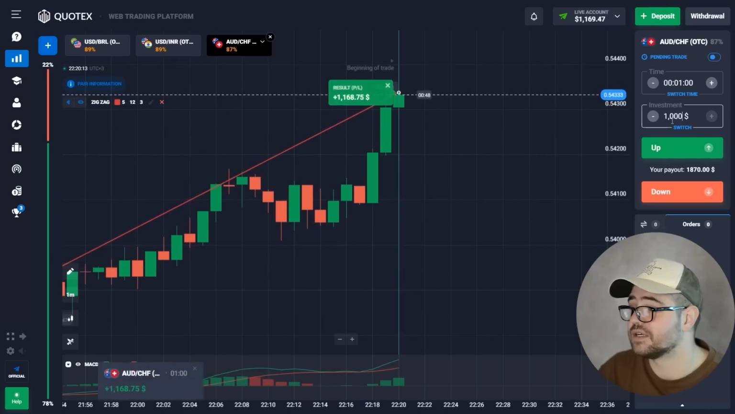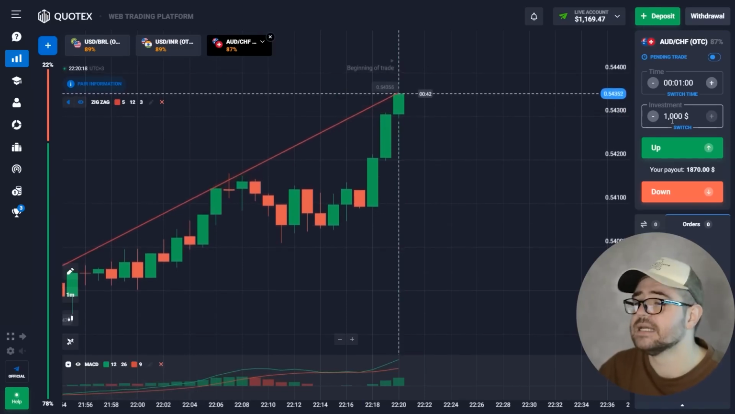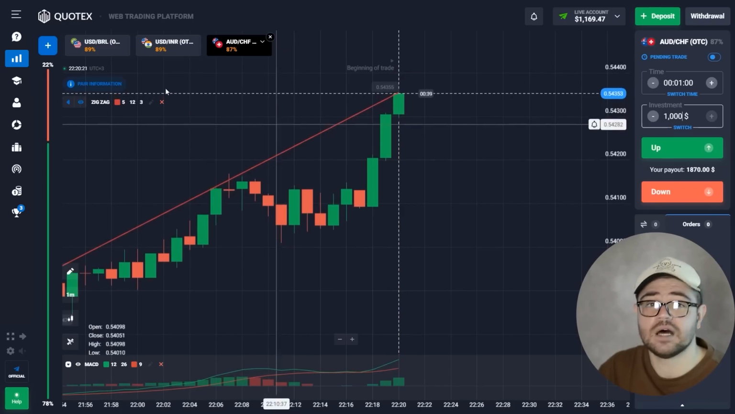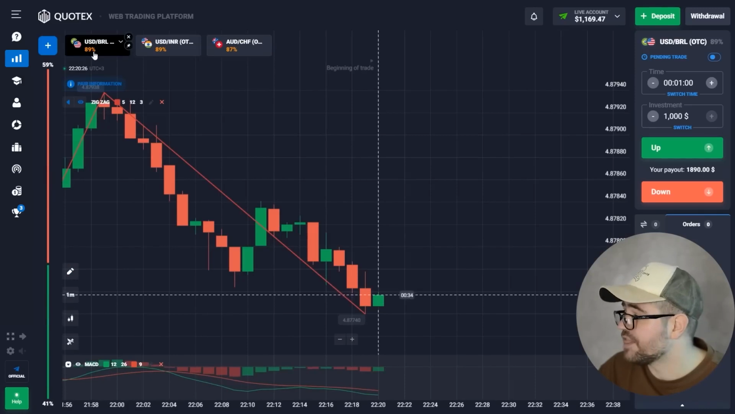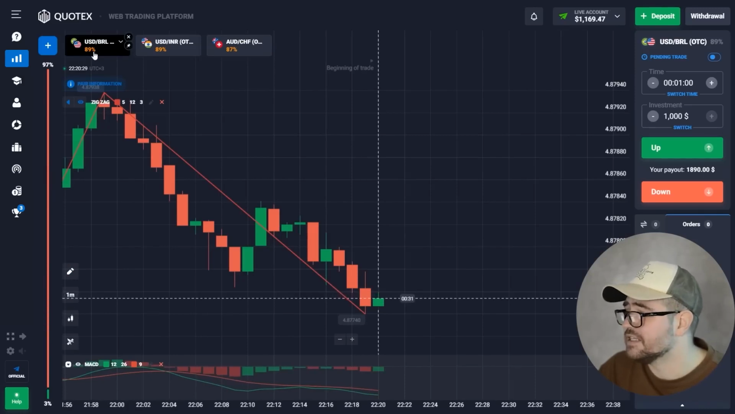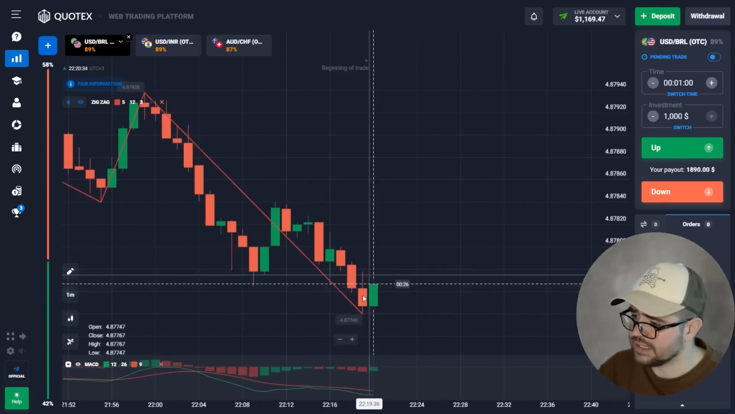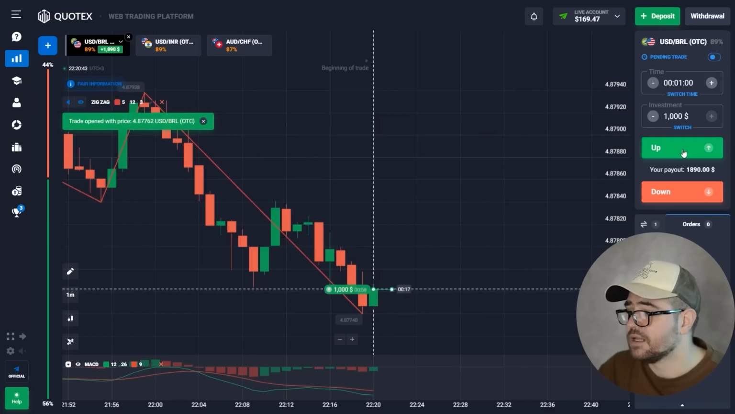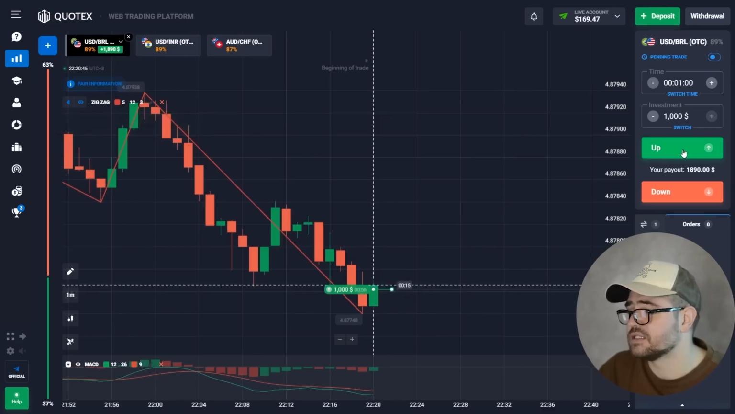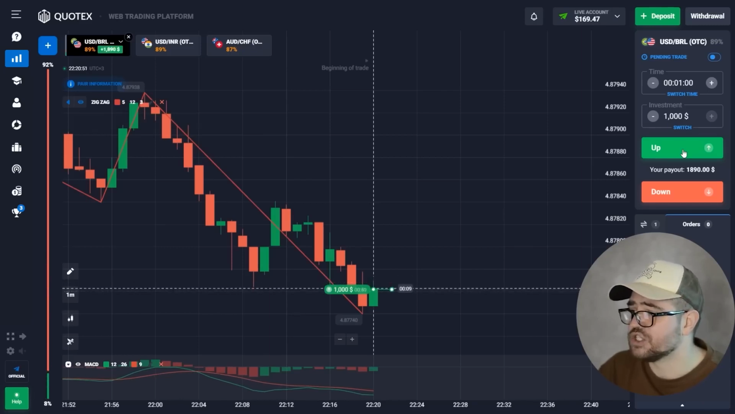And here is our fat profit, $1,168.75. Considering that we started with less than $100, this is really good. Okay, so now $1,000. We see that the downtrend is basically going to its end. So we're going to go for a call option here, because it looks like the downtrend is going to end there.